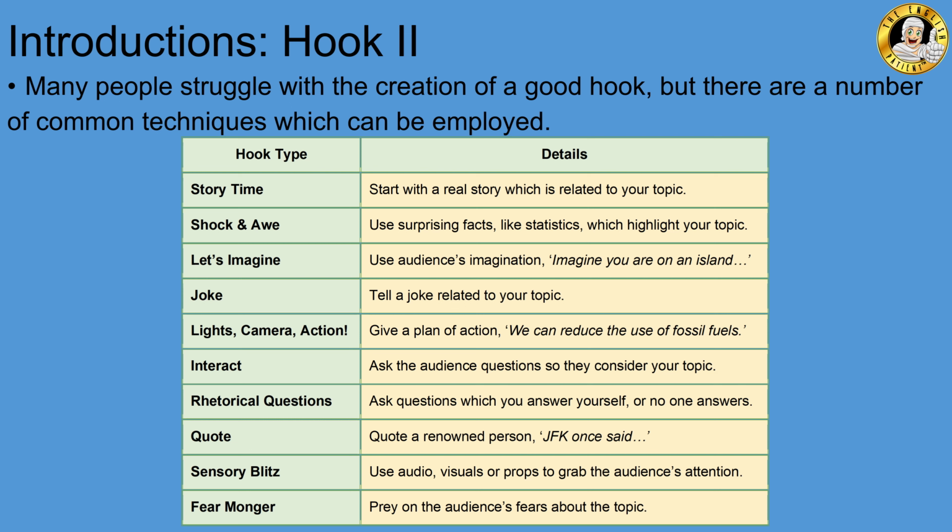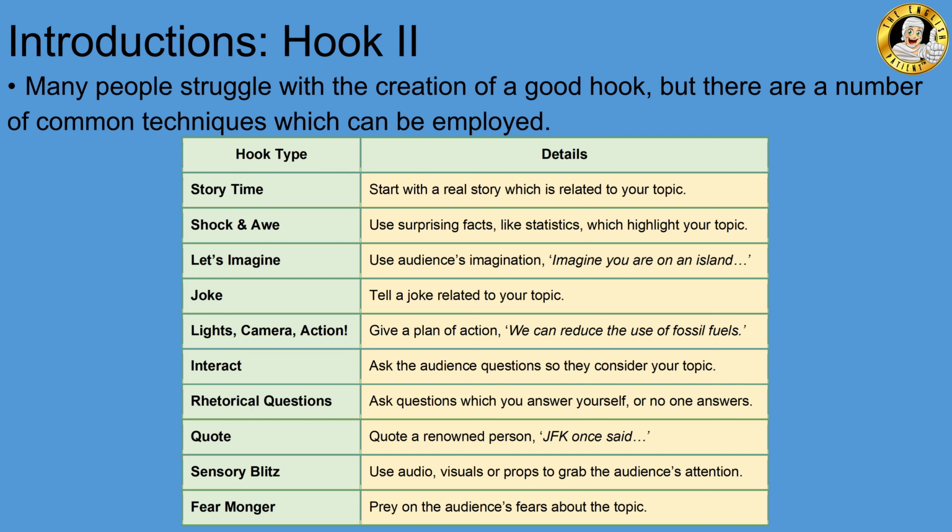Let's imagine. Use the audience's imagination. So you can start by saying, for example, imagine you are on an island. Of course, what you're getting them to imagine should once again be related to your topic and main idea. Joke. Everybody loves jokes. Tell a joke which is relevant for your thesis. Lights, camera, action. Immediately start by giving a plan of action. For example, we can reduce the use of fossil fuels.